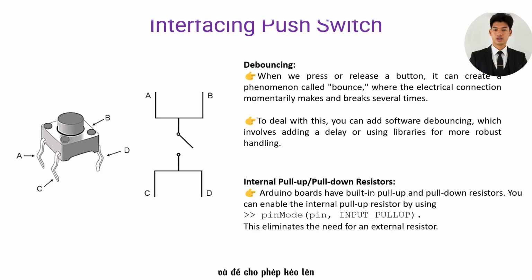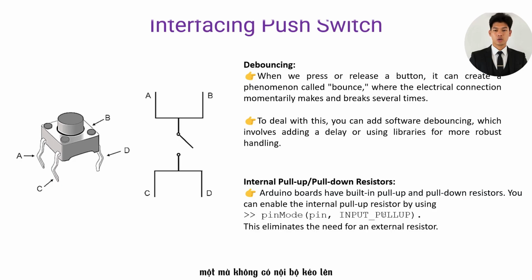And to enable that pull-up resistor, we'll have to use the pinMode and INPUT_PULLUP command. That is, the syntax will be pinMode within the brackets, we'll use the pin, then a comma, and instead of INPUT we will have to use INPUT_PULLUP to enable the pull-up resistor.